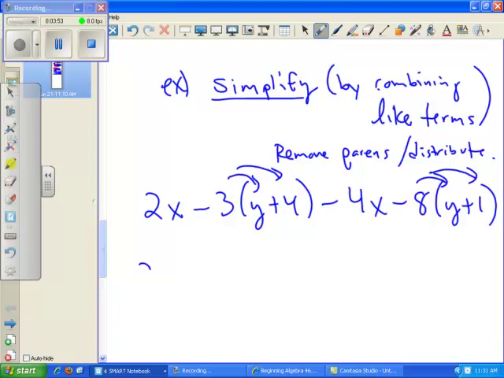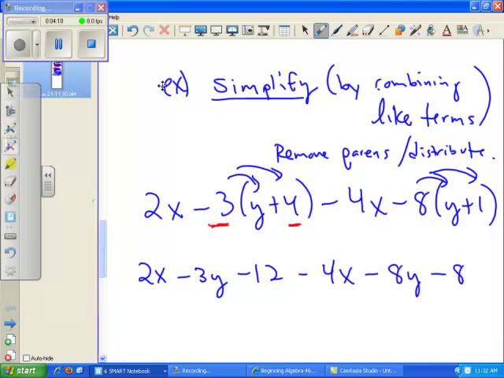So we'll have 2x minus 3y minus 12. Again, if you're wondering how that happened, negative 3 times 4 is negative 12. Okay? Minus 4x minus 8y minus 8. Careful on signs. Notice that negative 8 times positive 1 is negative 8. When we arrive here, I'm going to draw the eyeball. Your eyeball has to scan and look for like terms.